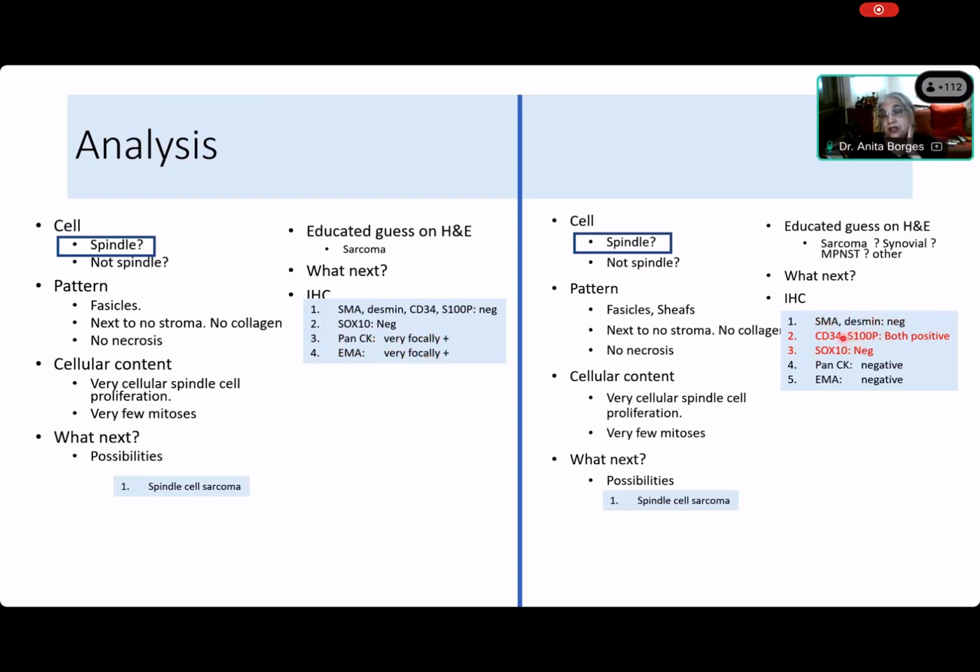Look at S100 protein and CD34. They were both positive. Now that's an odd thing. Okay, and the S100 protein is positive, but the SOX10 is negative. We did not have any cytokeratin and we did not have an EMA.